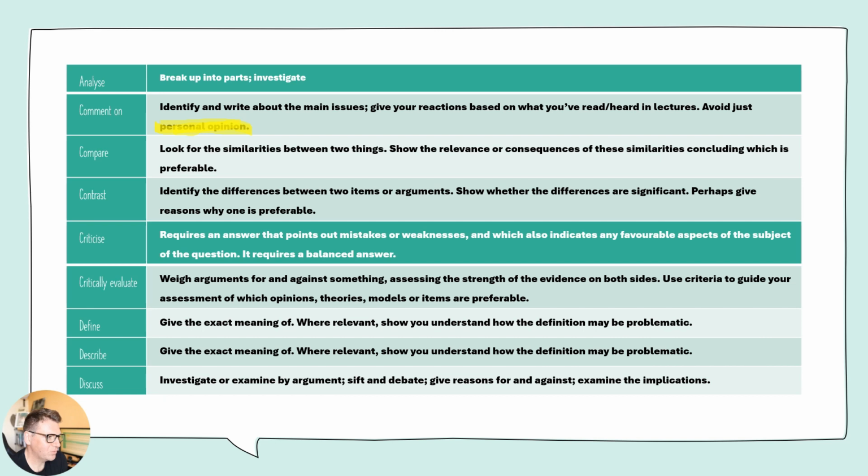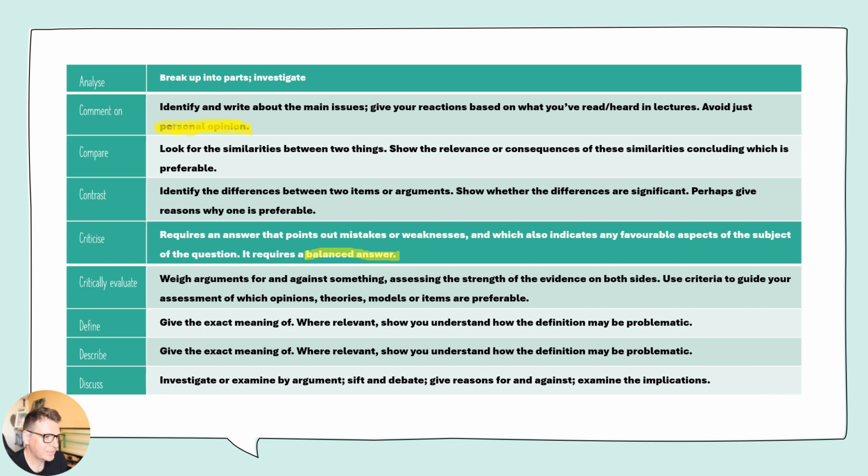Whenever someone says criticize, obviously if you're a budding undergrad just starting off, criticize is not used in the usual sense of disparage or using any sort of derogatory language to bring down. You're basically pointing out mistakes and weaknesses, but from a detached, impersonal point of view. But you're also indicating any favorable aspects of the subject of the question. So it requires, as it says here, a balanced answer, a balanced approach. Critically evaluate, so that means you're weighing arguments for and against something.